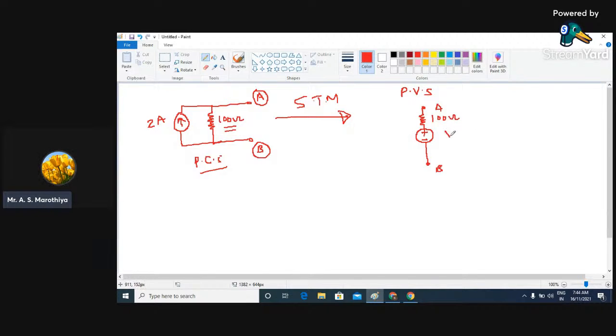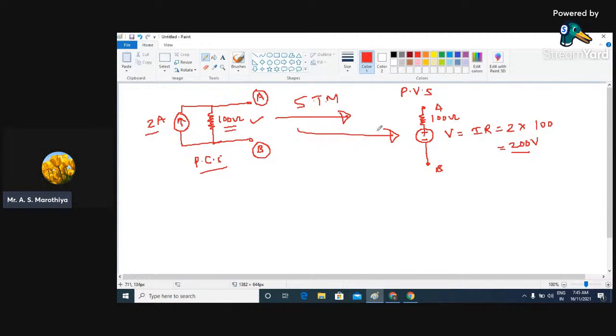Now what will be the value of this V? It is going to be simply the application of Ohm's law, that is I into R. Now what is the value of I? I is 2, so here we need to take 2 multiplied by R, the resistance, which is nothing but 100. So I can write this as 200 volt. So if in a circuit we have a combination like this, 2 ampere in parallel with 100 ohm, this is exactly going to be equivalent to a 200 volt voltage source in series with a 100 ohm resistor. They are nothing but exactly the same.